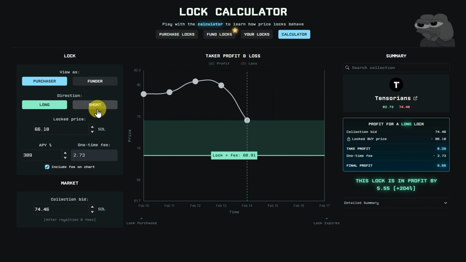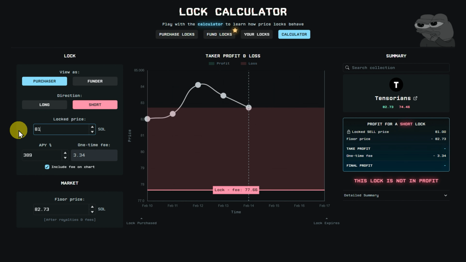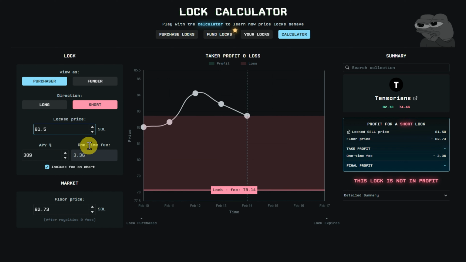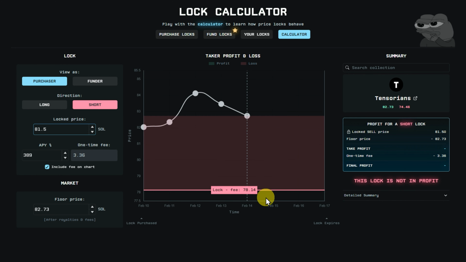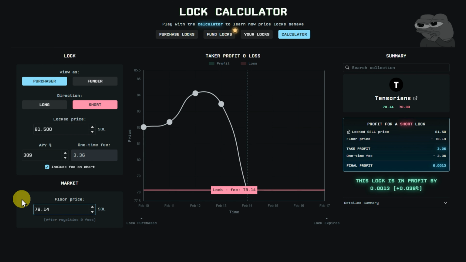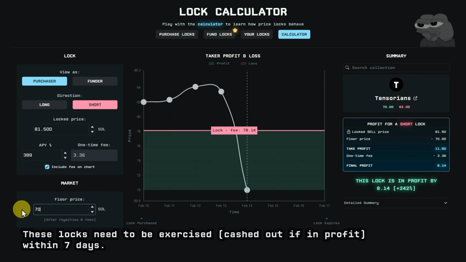We'll click on short this time, and let's say the locked price is approximately 81.5 SOL. There's the one-time fee. 75% of the fee goes toward the funder, and 25% goes to the Tensor team. And we can see the price needs to go down to 78.14. That, of course, is the floor price, not the collection bid. If it goes down lower, then we make more profit. But remember, these locks need to be exercised within 7 days.